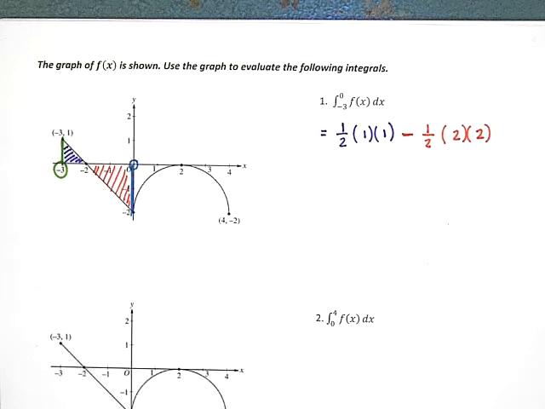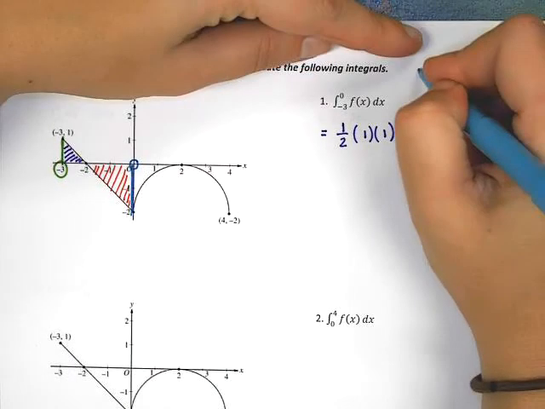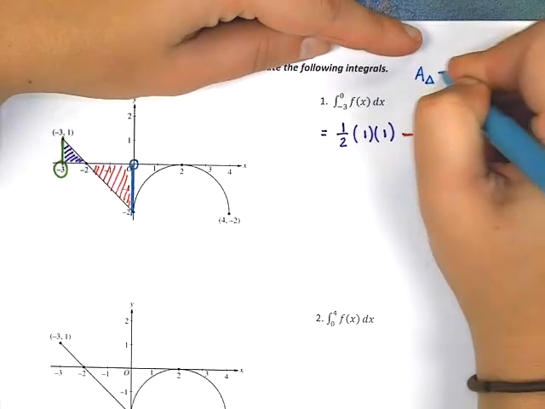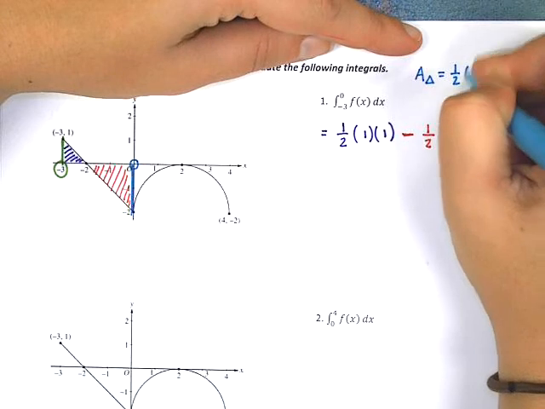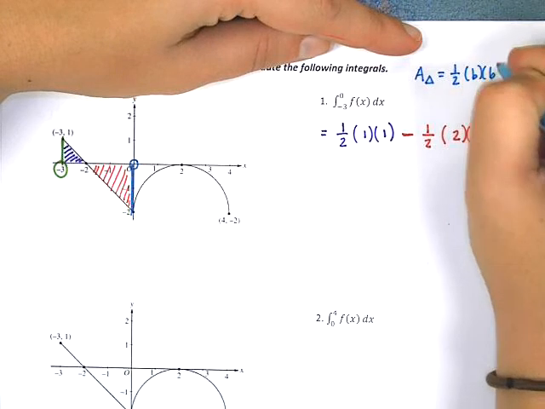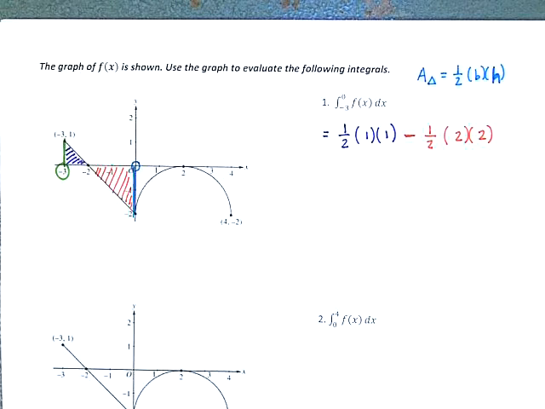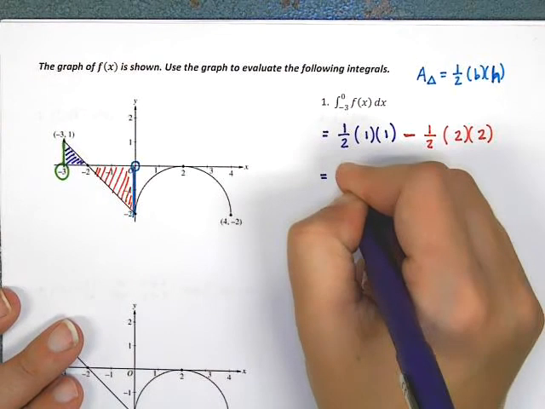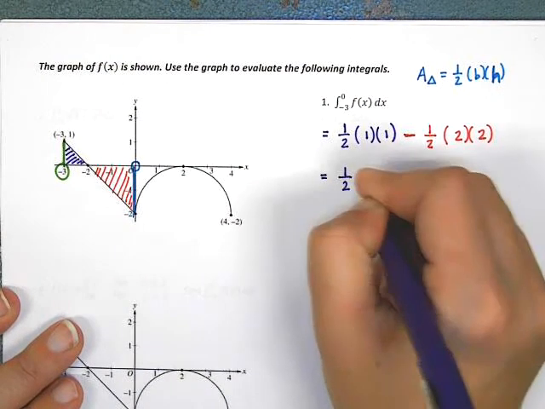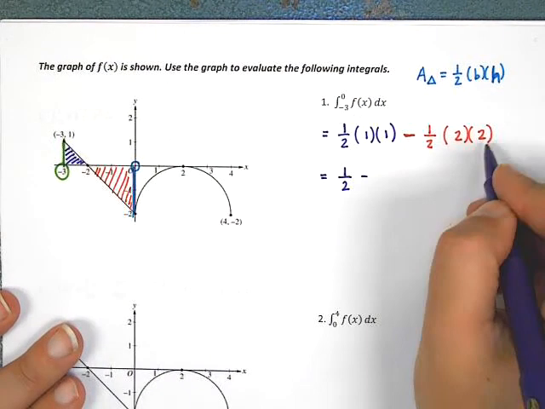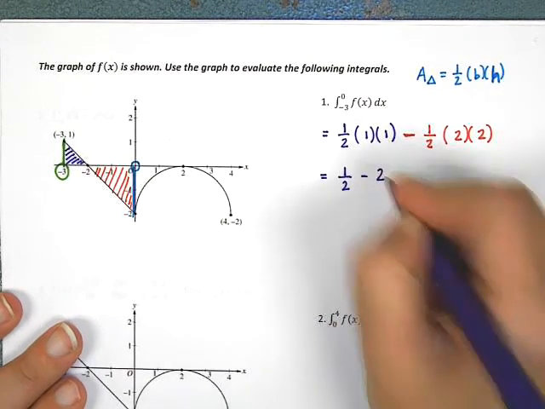Now the reason I'm doing it this way is because the area of a triangle is 1/2 times the base times the height. I probably should have written that down earlier, but there you go. Now if I actually do these computations, 1/2 times 1 times 1 is 1/2, minus 1/2 times 2 times 2 is 2.